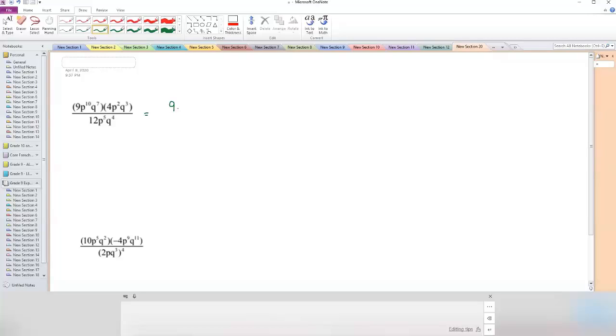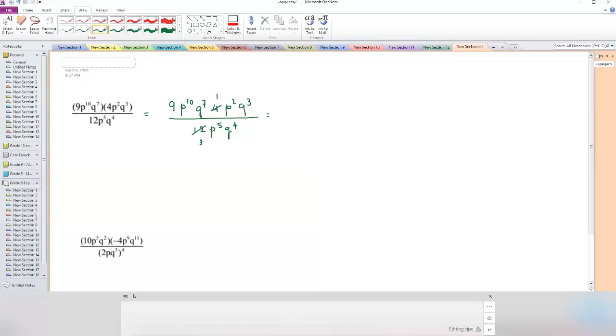So 9, p to the power of 10, q to the power of 7, 4, p to the power of 2, q to the power of 3, over 12, p to the power of 5, q to the power of 4. Now I can simplify. If I have a chance to simplify this constant, it's going to be great. So I can simplify the 4 with a 12. 4 divided by 4 equals 1. 12 divided by 4 equals 3.